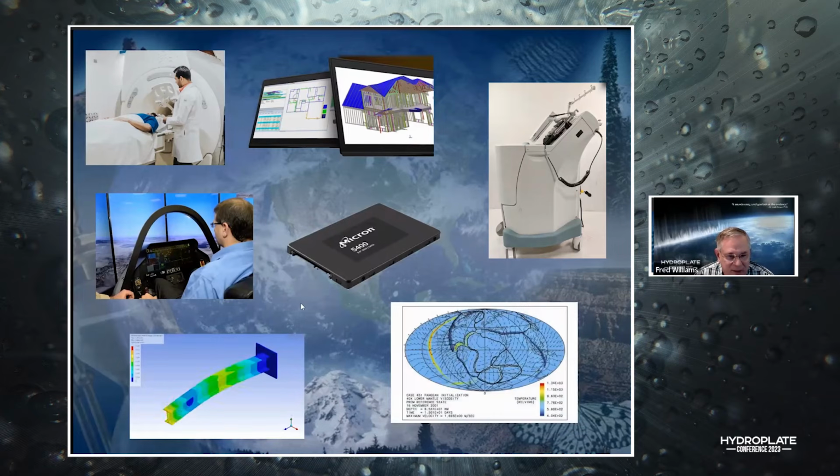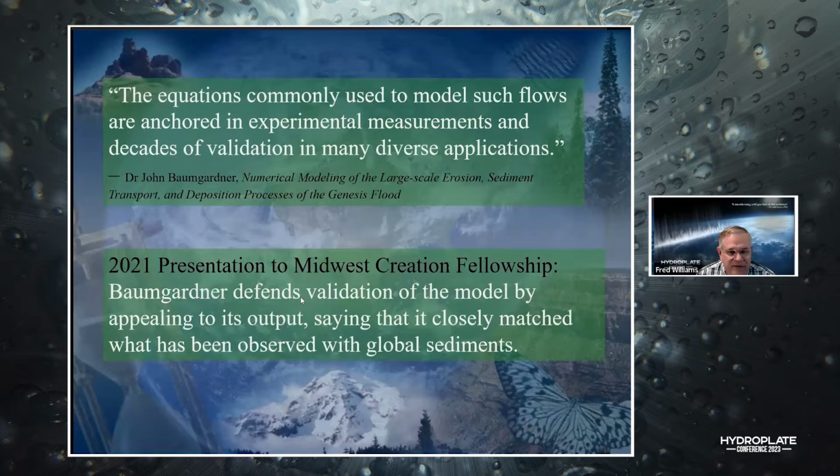But what can't be black box tested? Baumgartner's model or any kind of geophysics model. It can't be done. And it's a huge problem. Now, Baumgartner, I believe, might be aware of this to some degree, so he tries to maybe get around it. I'm not sure.